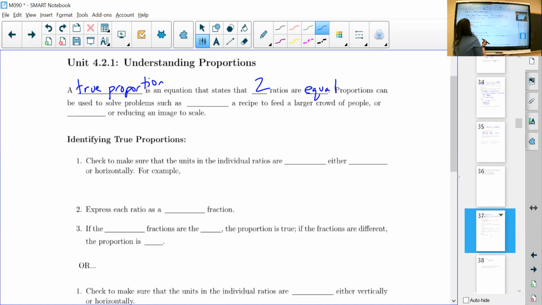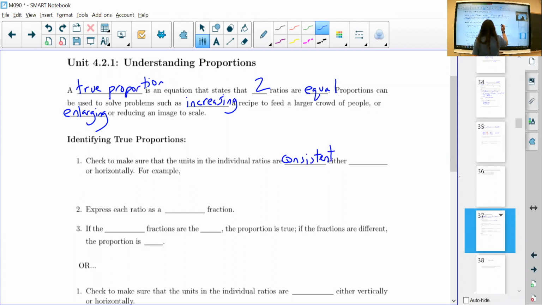We can use proportions to figure out how we could be increasing a recipe or enlarging or reducing an image so that the dimensions stay in the same proportion so that things look proportionate. The first thing we want to do to identify a true proportion is to make sure that the units are consistent.